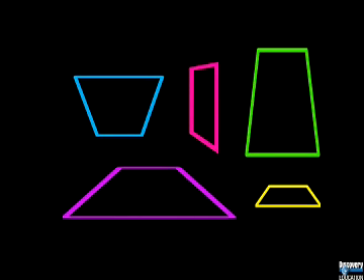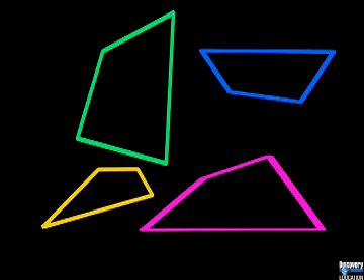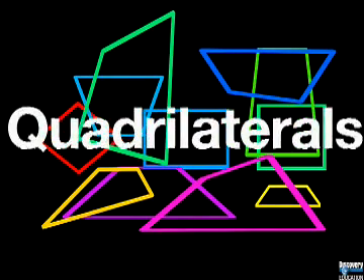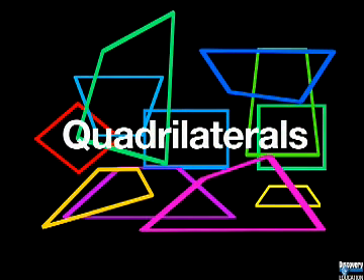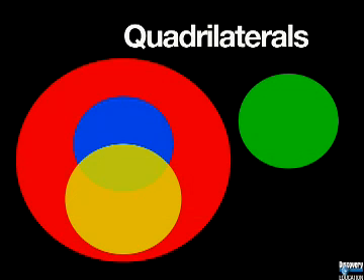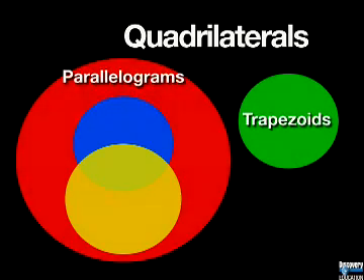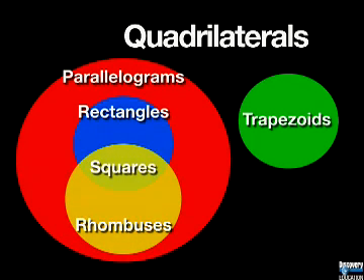But some quadrilaterals have only one pair of parallel sides. These are called trapezoids. Quadrilaterals without any parallel sides are neither parallelograms nor trapezoids. All these shapes have 4 sides and 4 corners, and that makes them all quadrilaterals. This diagram shows how some members of the quadrilateral family are related. Some are trapezoids, some are parallelograms of various types, including rectangles, rhombuses, and squares.